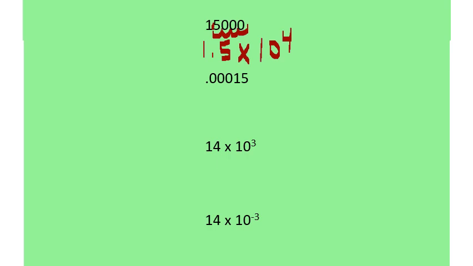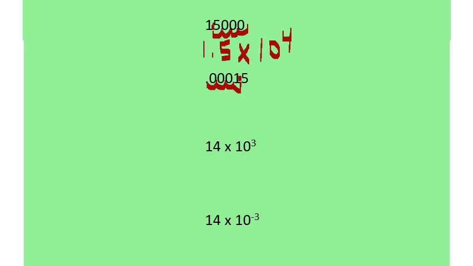This time I have 0.0015, so I have a decimal. In this case, I'm going to move my decimal point in the opposite direction, so I'm going to move it to the right, and I'm going to move it until I get just past the first non-zero number. So I'm going to move it 1, 2, 3, 4. So I'm going to put my decimal point right there.